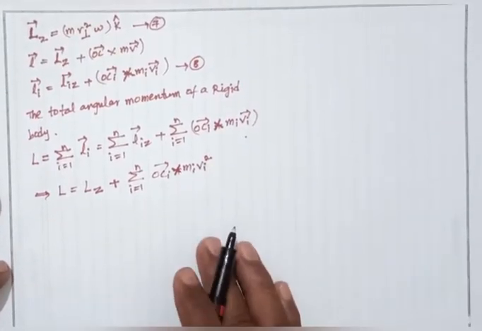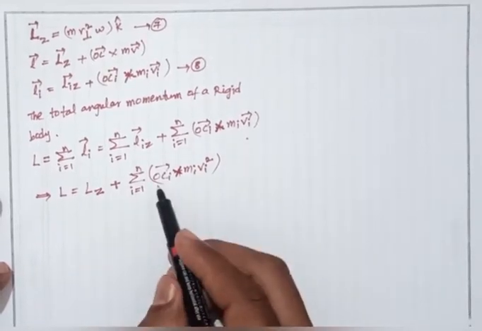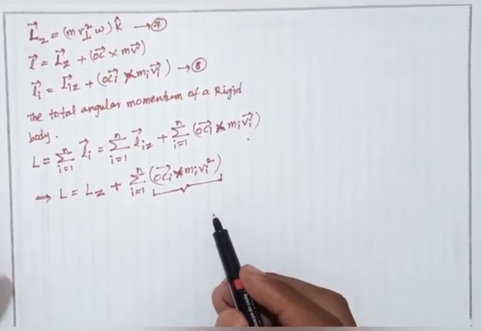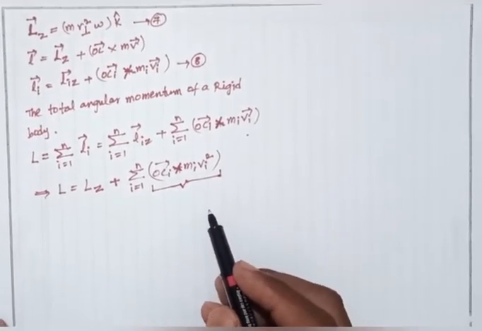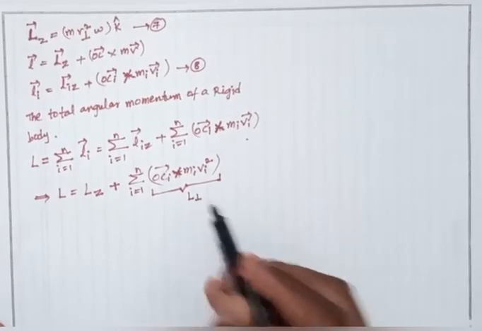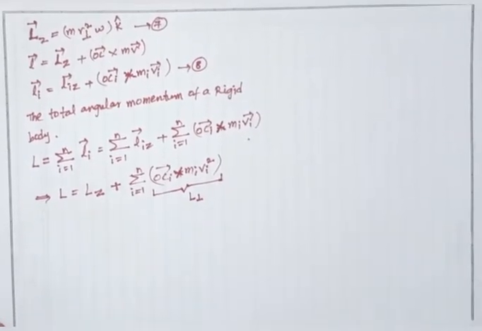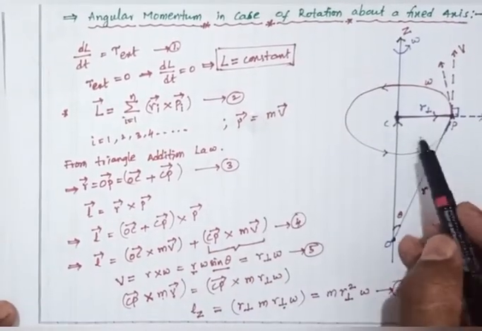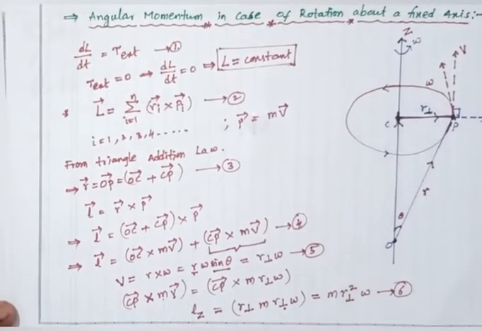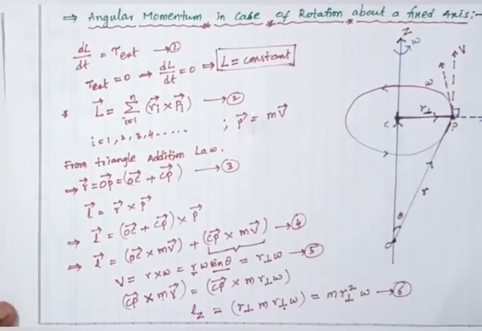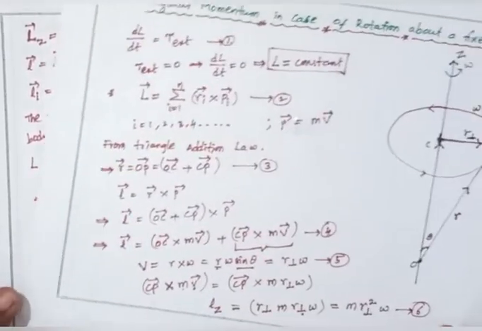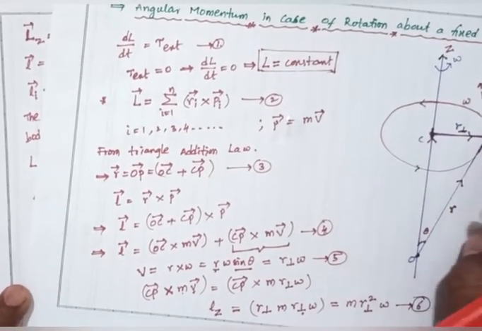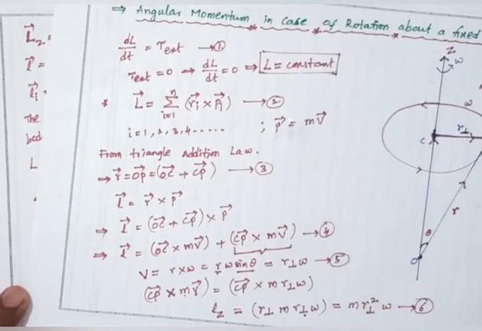So then this particular term, we have taken here a perpendicular angular momentum, so it is L perpendicular. Why is it taken as L perpendicular? See the diagram here. L perpendicular is nothing but the perpendicular direction. Here OC is the perpendicular line to the point P, so it is taken as L perpendicular.